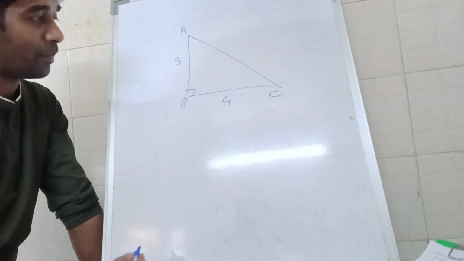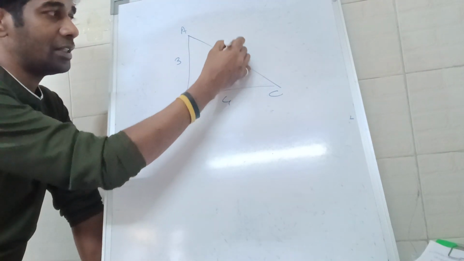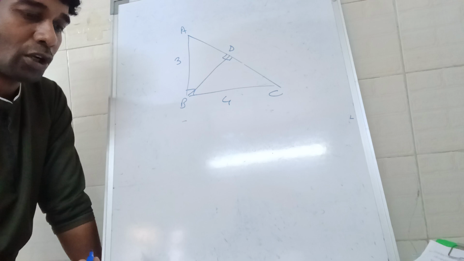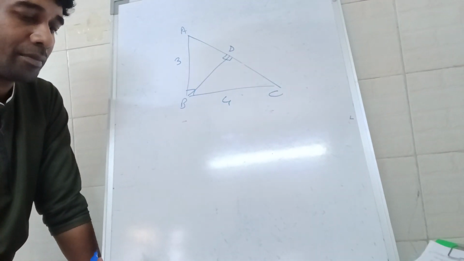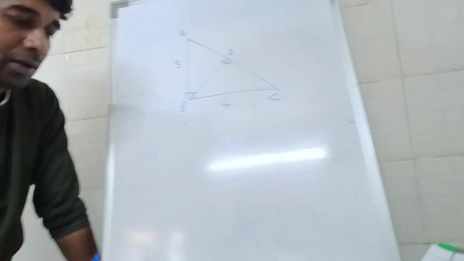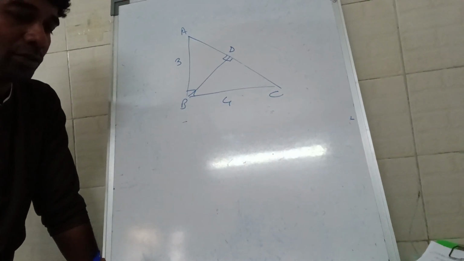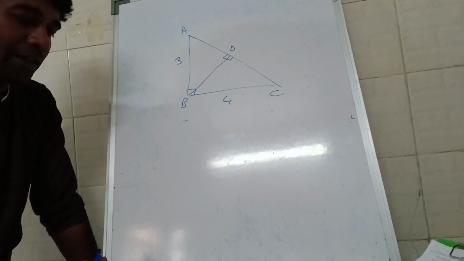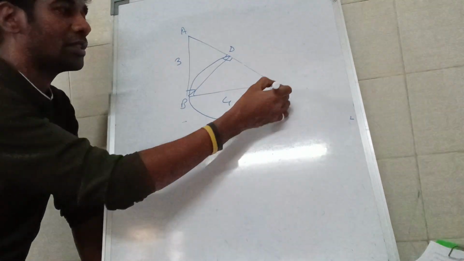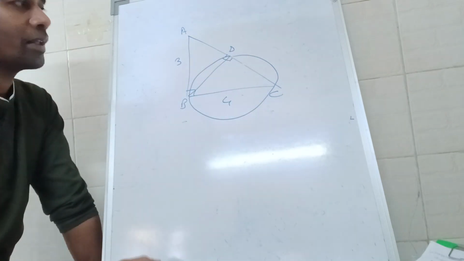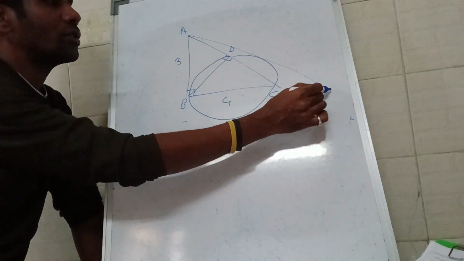Draw segment BD perpendicular to hypotenuse AC. Draw a circle through points B, C, D. Construct tangents from point A to this circle and write the length of the tangent segments. I have to draw a circle consisting of B, D, C, and from point A I have to draw tangents. One tangent is already here, another one should come from here.